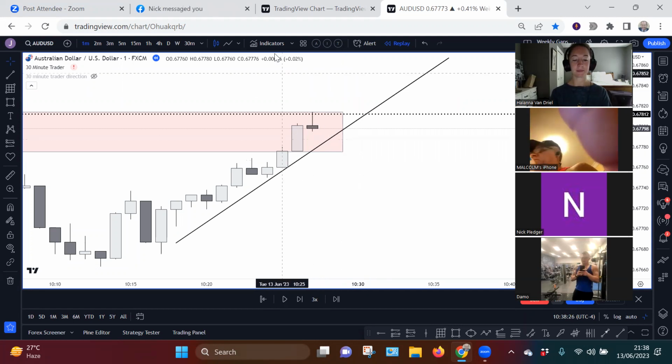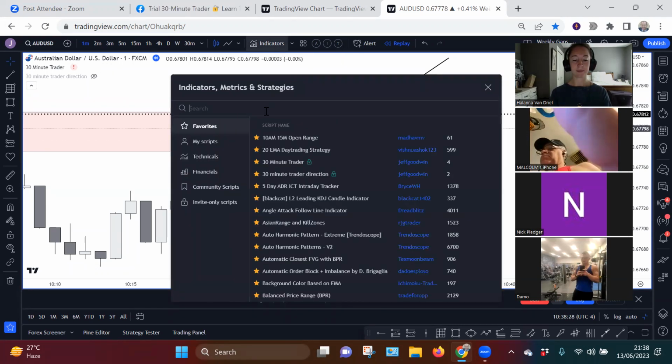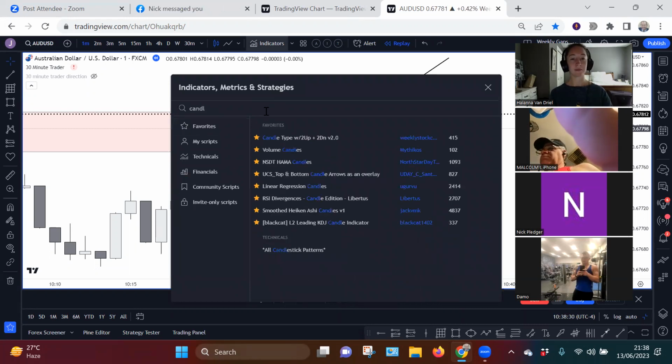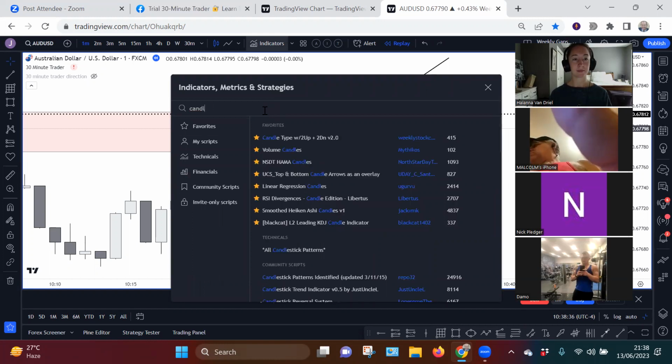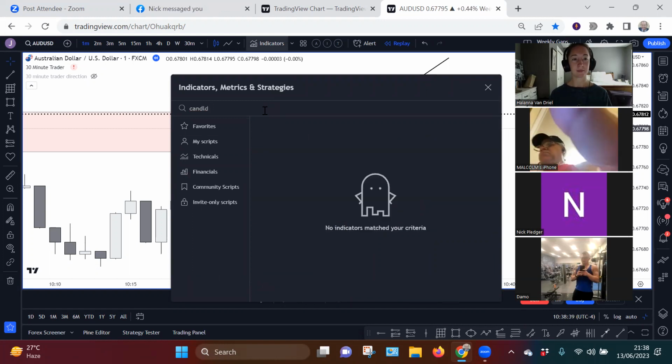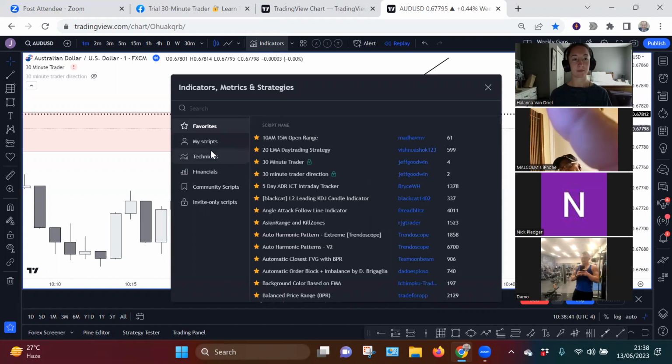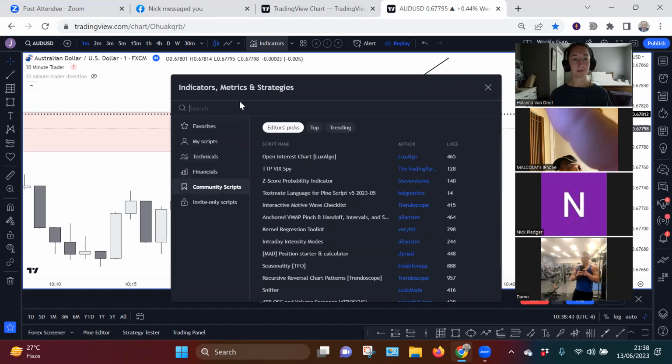You could actually do this: go up to indicators and just type in, is it a doji? And that's a little bit bigger than a doji. You can do candles. There's actually a little thing, candle types or something. Let me just check. It's in technicals, community scripts.